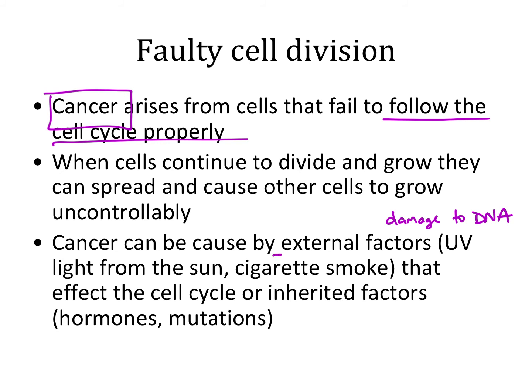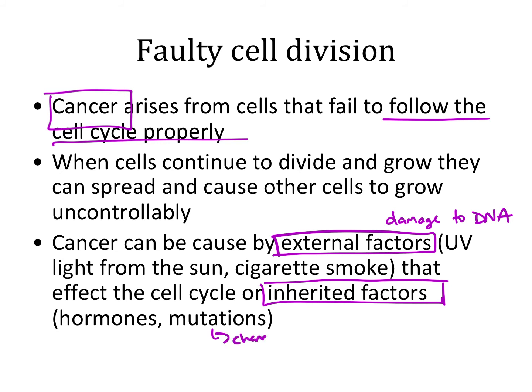You can get external damage to your DNA. Okay? So that means it's coming from the outside. That's going to be things like UV light and cigarette smoke. Okay, all the carcinogenic chemicals that people hang out with. Those all are external factors that damage your DNA. You can also get internal or inherited factors as well. So these all come from the inside, and these are going to be things like changes to hormonal patterns and mutations, which are changes in the DNA.